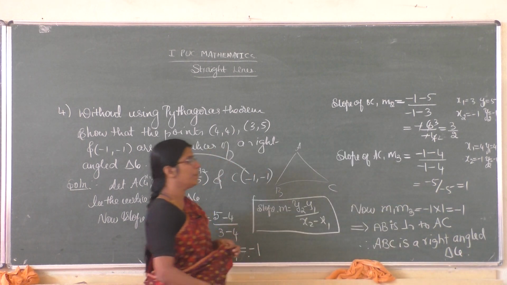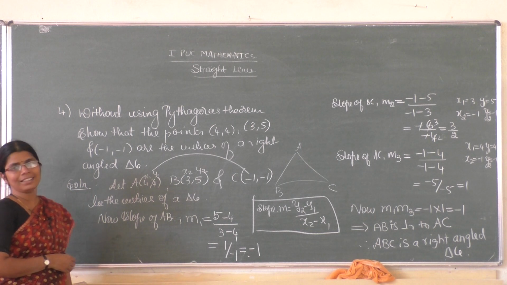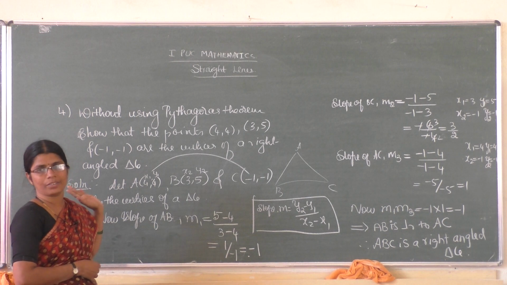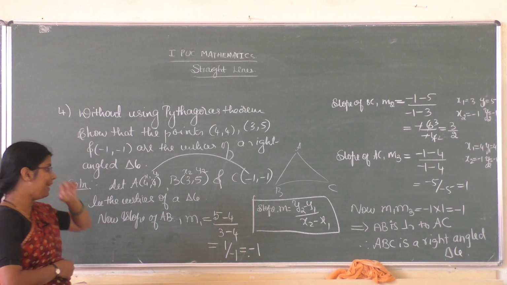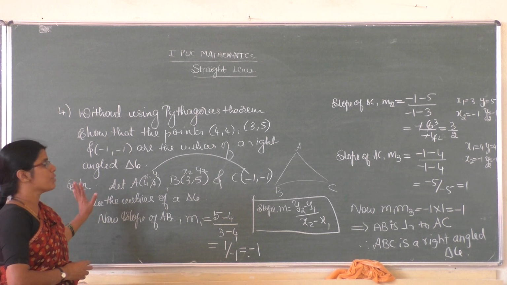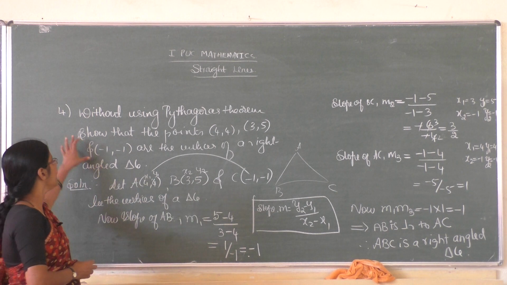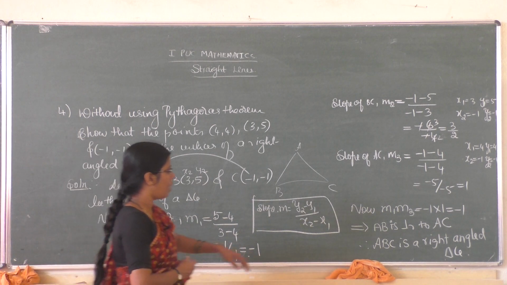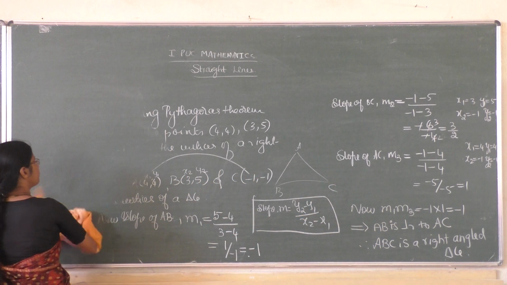So this is how we prove, without using Pythagoras theorem, that the triangle is a right angle triangle. First you have to take the slope of each line, and if the product of slopes is equal to minus 1, then one line is perpendicular to another. I hope you understand the concept. Solve this properly without seeing the class. You have to solve this type of problems. Now we consider the next problem.